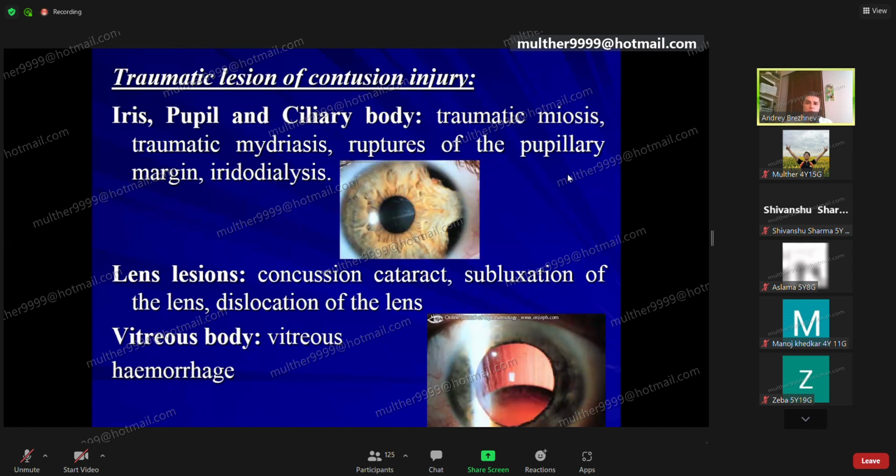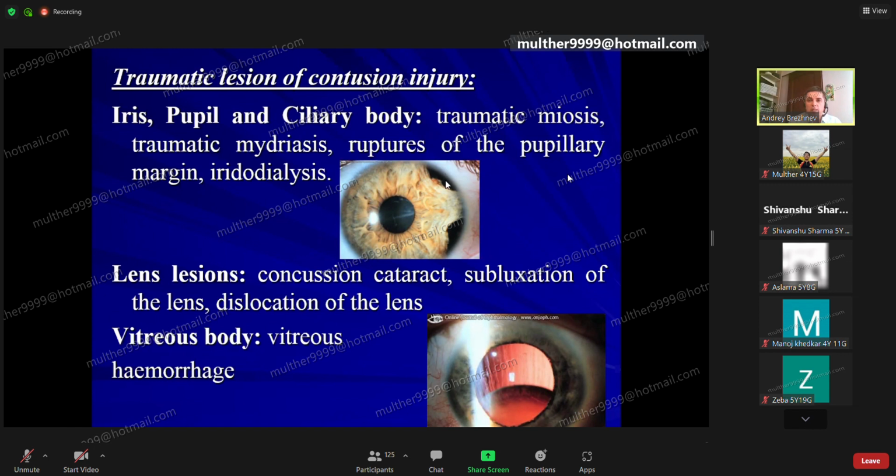What can we see during the examination? We can see traumatic changes of the diameter, of the size of the pupil. It may be, on the one hand, traumatic miosis, when we can see constriction of the pupil, or traumatic mydriasis, when the pupil is wide and can't be constricted due to paralysis of the sphincter of the pupil. It may be a rupture of the pupillary margin. And as in this picture, we can see iridodialysis, detachment of the iris from its normal place of fixation.